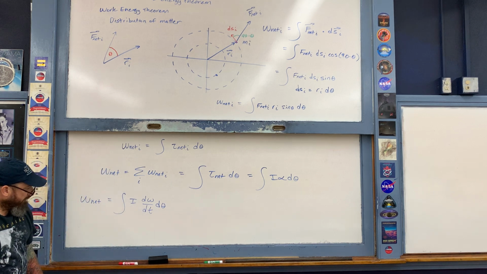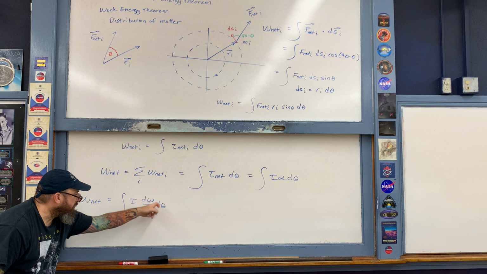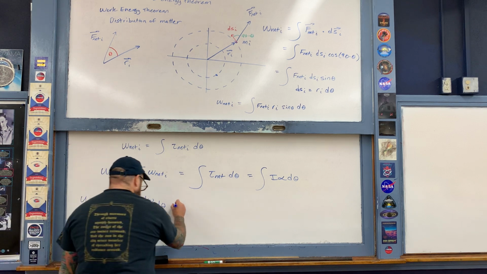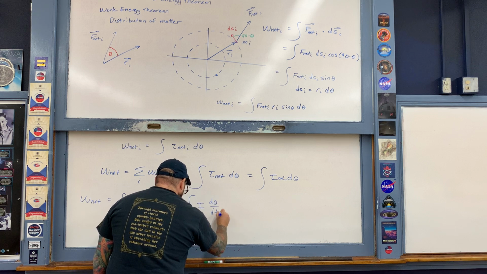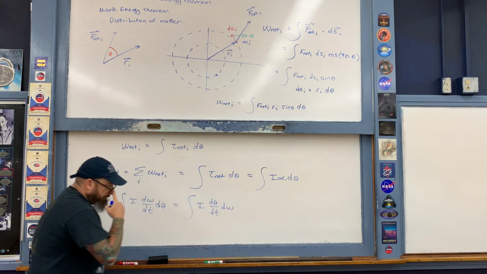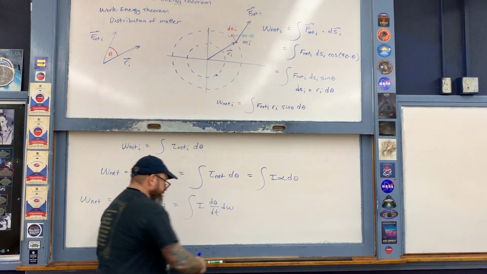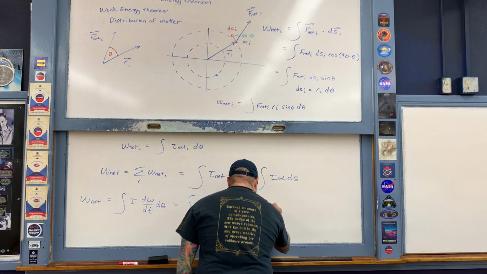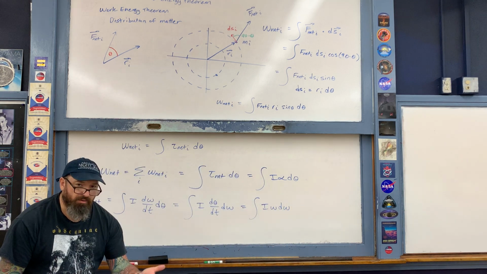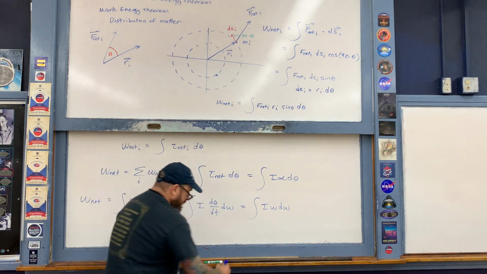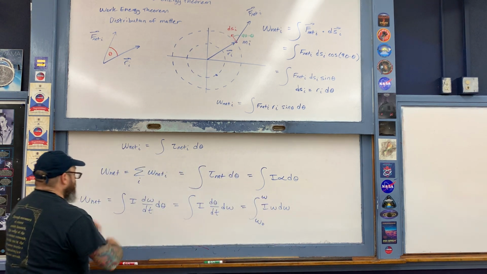Let's reverse these two quantities right here, like so. There we go. And then this right here, angle over time, is angular speed omega. Now the variable that we are integrating over is the angular speed, so we integrate from omega naught to omega. And then we end up with the following.